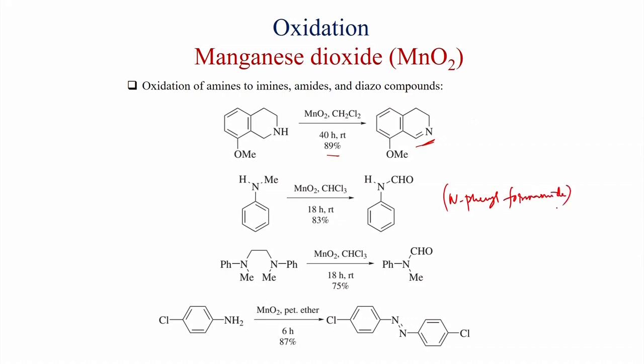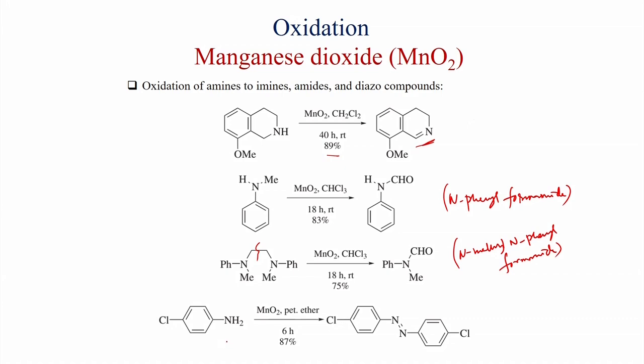So, N-methyl N-phenyl formamide is formed when N-methyl aniline is treated with manganese dioxide, and when a tertiary amine is present with manganese dioxide, then cleavage of the C-C bond happens along with oxidation to the aldehyde. So, you get N-methyl N-phenyl formamide. That means when a secondary aromatic amine is used with MnO2, then the formamide motif is formed.